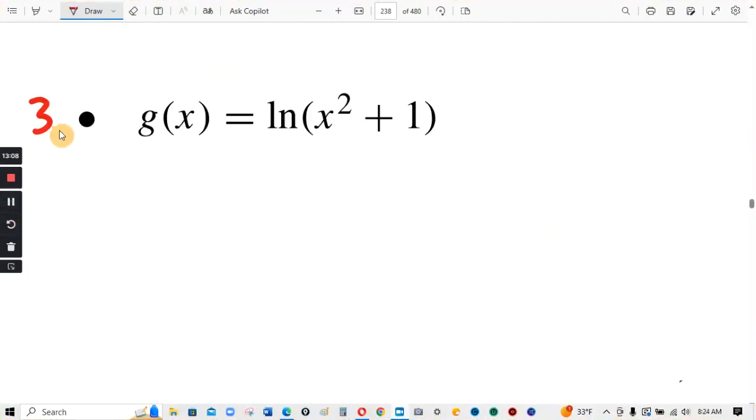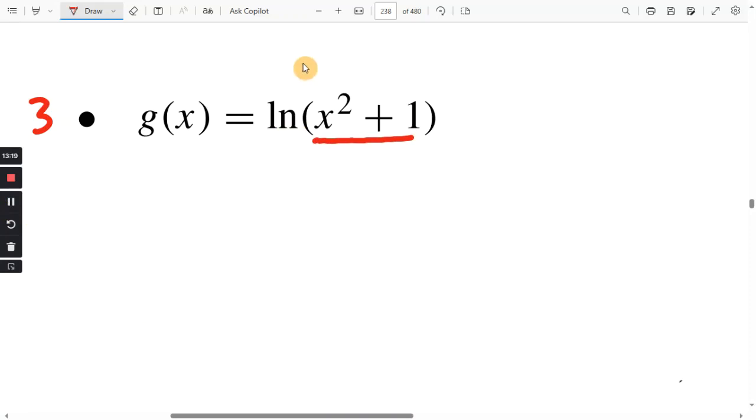All right, last one, example 3. See if you can figure this one out. So ln, this right here is the argument. Remember ln is just the same as log base e. So we're still doing logs, it's just log base e. Anyhow, the argument is x squared plus 1, and this has to be greater than 0.